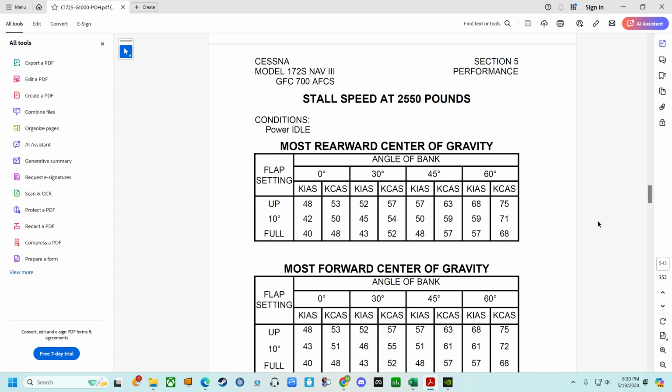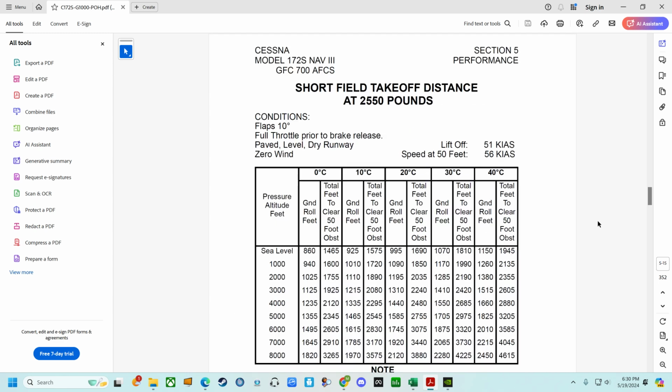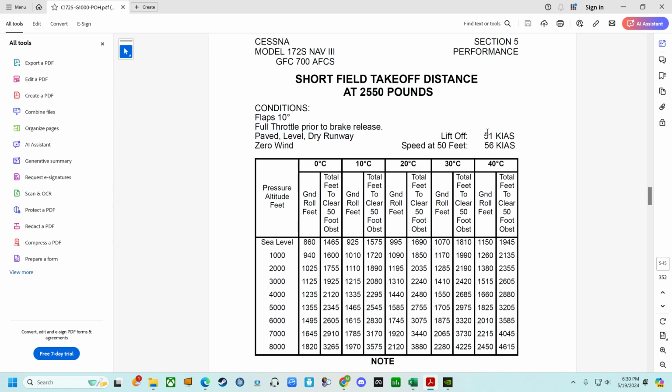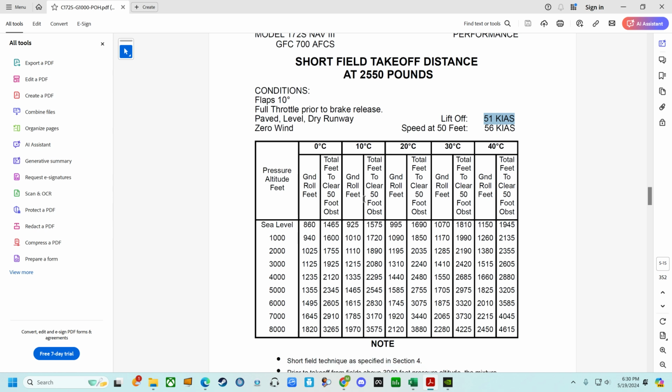So there's a lot of charts. If you scroll through your charts, you're going to notice there's a short field takeoff distance chart, and they're going to have it at different weights, potentially 2,100 pounds, and then another one at 2,500. The way to read this chart is you always want to read the conditions. This is telling me that with flaps at 10 degrees, I have to apply full throttle before I release my parking brake, and I'm on a paved, level, dry runway in a zero wind condition, and I'm rotating at 51 knots. This is going to tell me what ground roll I'm going to need, and also the ground roll if I want to clear a 50-foot obstacle.